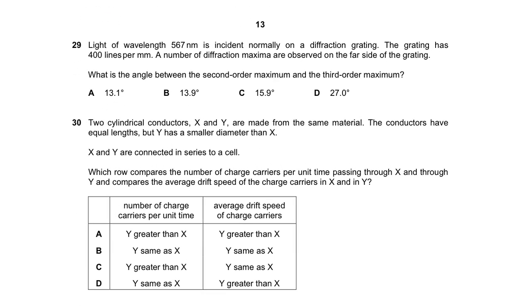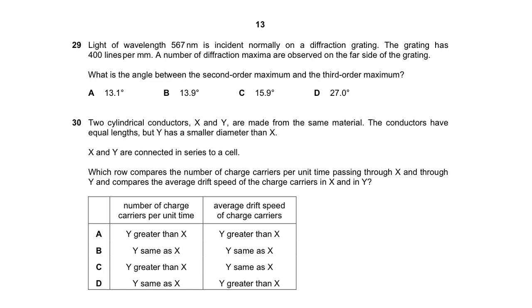Question 29 says light of wavelength 567 nanometers is incident normally on a diffraction grating. The grating has 400 lines per millimeter. A number of diffraction maxima are observed on the far side of the grating. What is the angle between the second order maximum and the third order maximum?